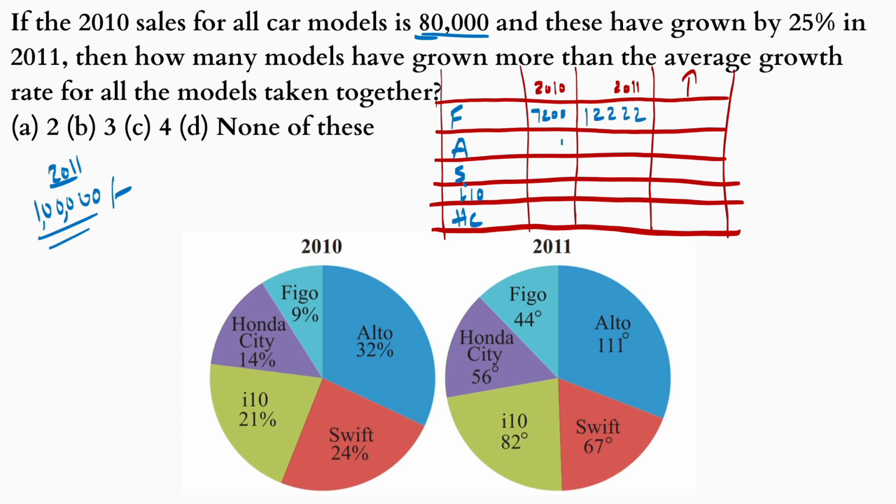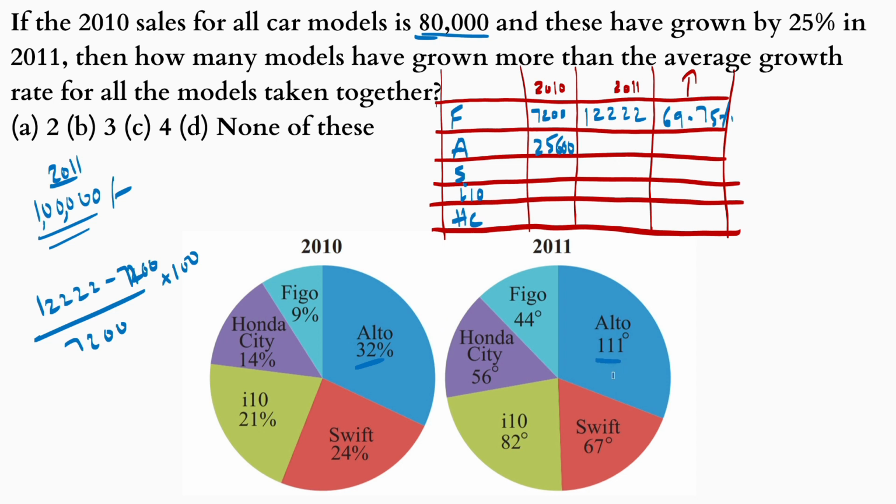And what is the growth here from here to here? We have to calculate the difference, which is the new value minus 7,200, by the initial value 7,200, into 100. If we calculate this, we'll get 69.75%. Let's move on to the second brand as well, Alto, which is 32% of 80,000. This will be equal to 25,600.